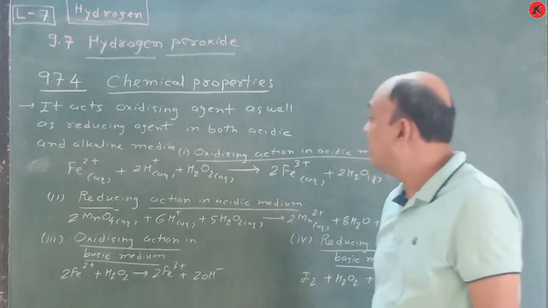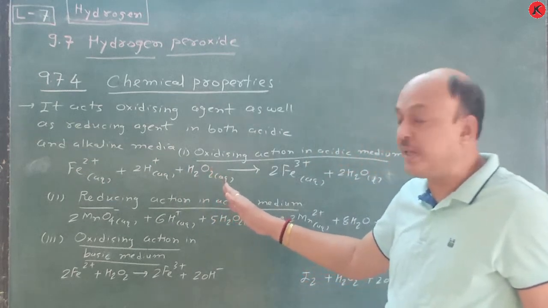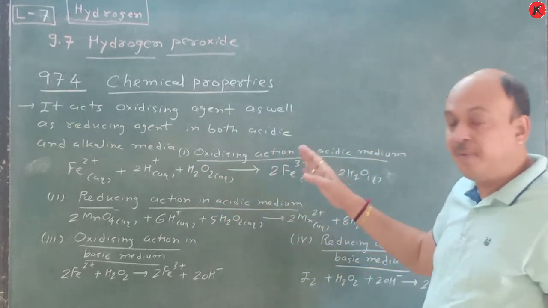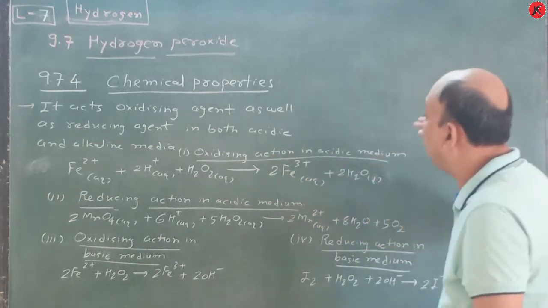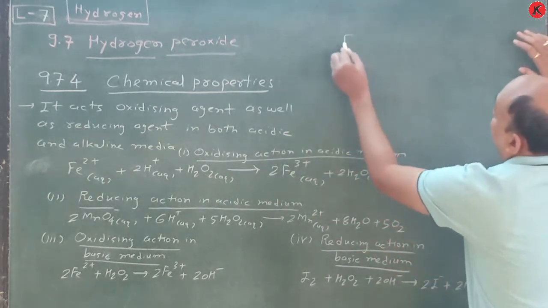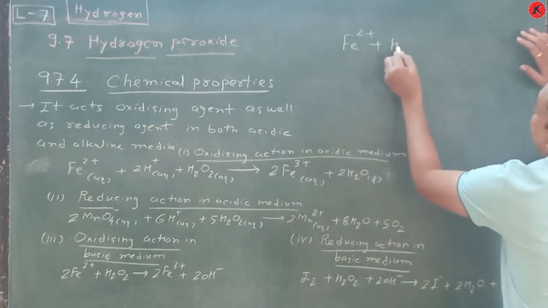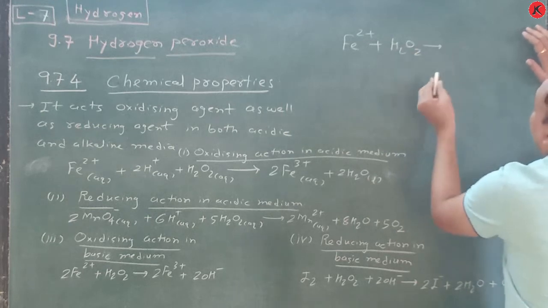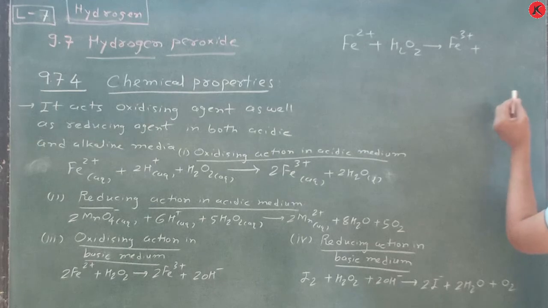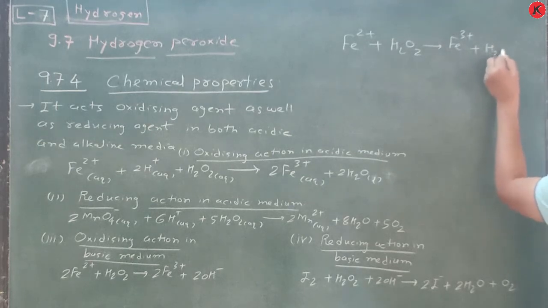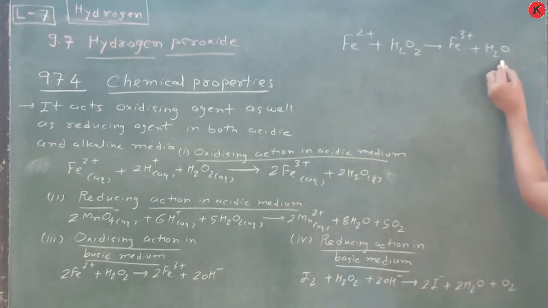Just to see one reaction in which Fe+2 aqueous, when we dissolve in H2O2 aqueous, gives the product Fe+3 and water molecule. If you balance this reaction in an acidic medium, then you are able to give the complete answer, and this is your homework. Fe+2 plus H2O2 gives Fe+3 plus, here write down H2O. According to acidic medium, you have to balance this.